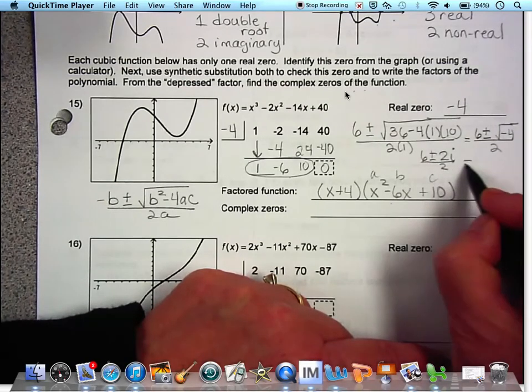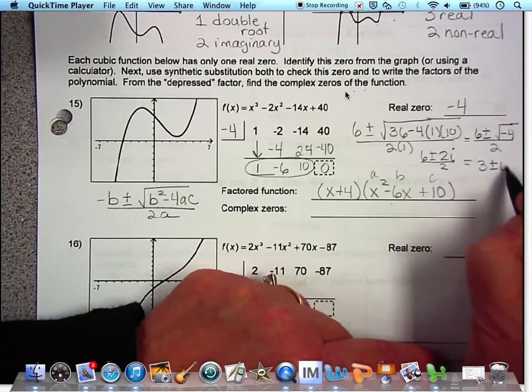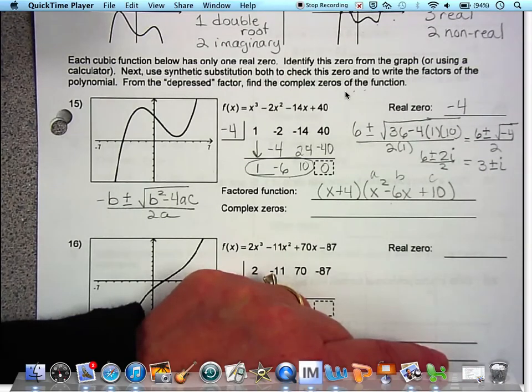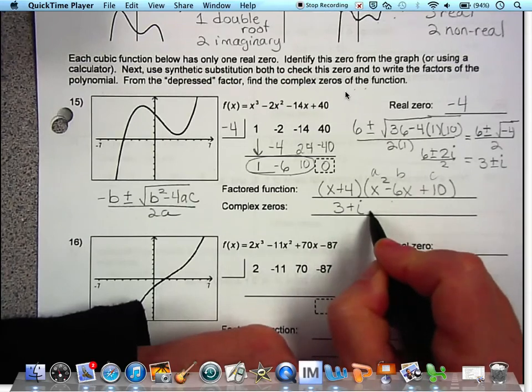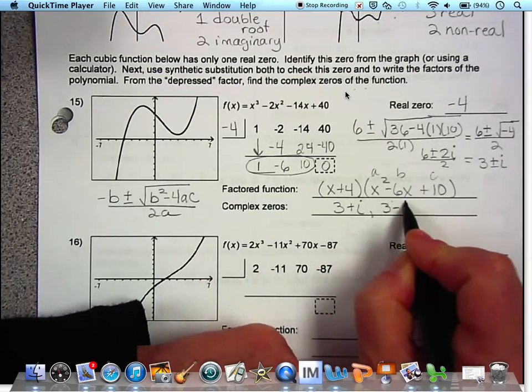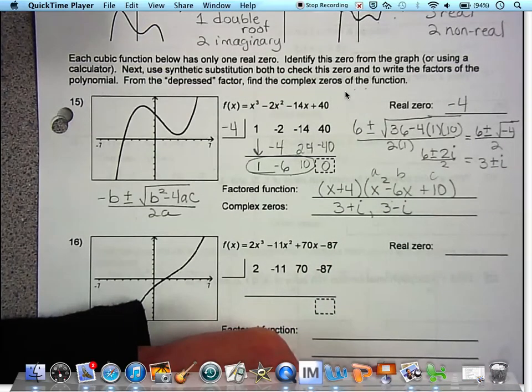Right. So 3 plus i and 3 minus i. 1 divided by 1, but we don't need the 1. See how it came in a pair? Those are complex zeros, and that's why it's not factored, because it's imaginary.